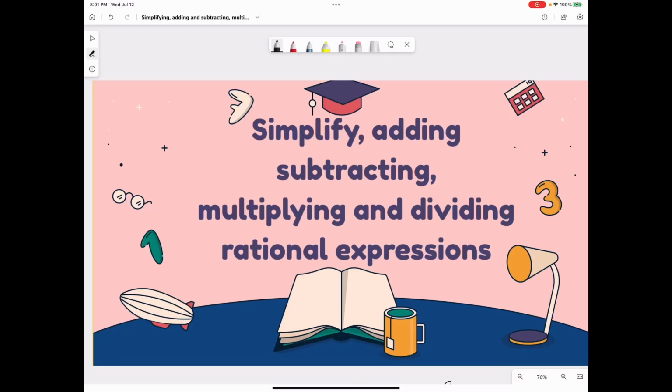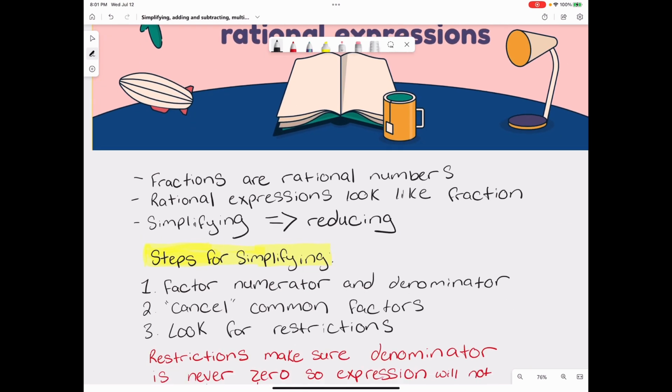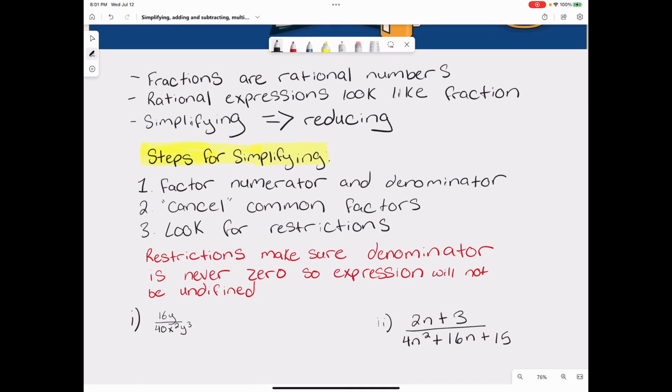Today we're going to be talking about simplifying, adding and subtracting, and multiplying and dividing rational expressions. So fractions are called rational numbers, and rational expressions are expressions that look like fractions. And when we say that we simplify a rational expression, it's like saying we're reducing a fraction.